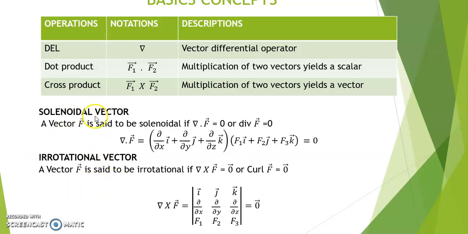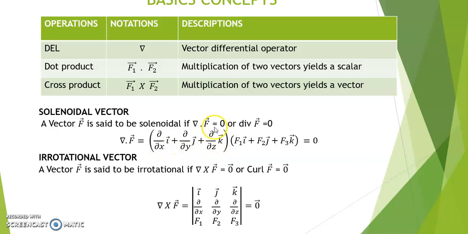What do you mean by solenoidal and what do you mean by irrotational? Solenoidal refers to when you take the dot product between del and the f vector. The f vector can be any vector given in the problem. And you know what del is: the vector differential operator. This is how del is defined: dou upon dou x i vector plus dou upon dou y j vector plus dou upon dou z k vector. These dou by dou x, dou by dou y and dou by dou z are called partial derivatives.